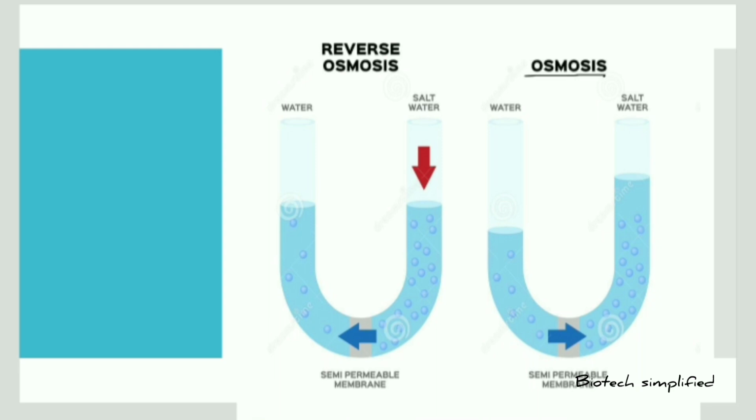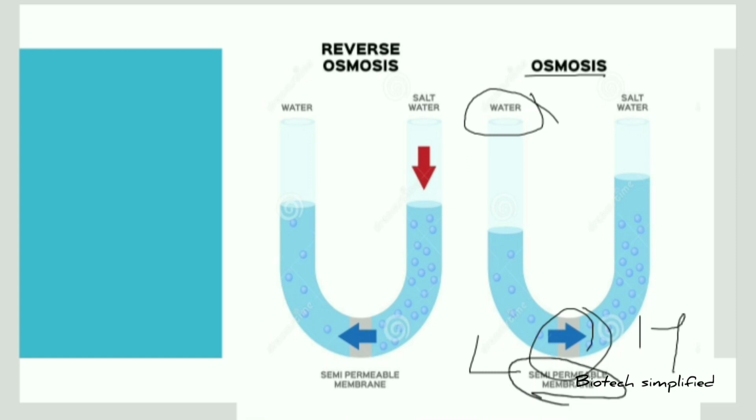In the case of normal osmosis, the flow of water molecules occurs from a region of low solute concentration to a region of high solute concentration. So, the water molecules move from a low solute concentration to a high solute concentration through a semi-permeable membrane. But in the case of reverse osmosis, the water molecules move from a region of high solute concentration to a region of low solute concentration.